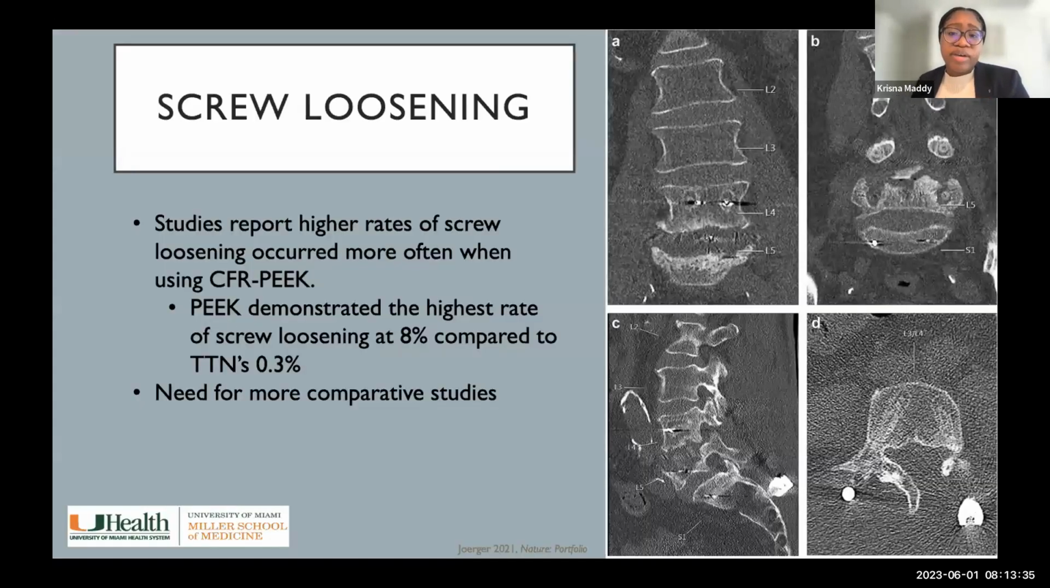Additionally, we found that with screw loosening, there were some conflicting results as well. A couple of studies reported higher rates of screw loosening with the placement of PEEK cages compared to others. In our own study, we found that PEEK had the highest rate of screw loosening at 8% compared to titanium's 0.3%. However, this difference wasn't statistically significant when we took into account the effect sizes of those studies. But again, this emphasizes that there's a need for comparative studies, because these were all single-arm studies that reported a higher rate of screw loosening associated with PEEK cage material.